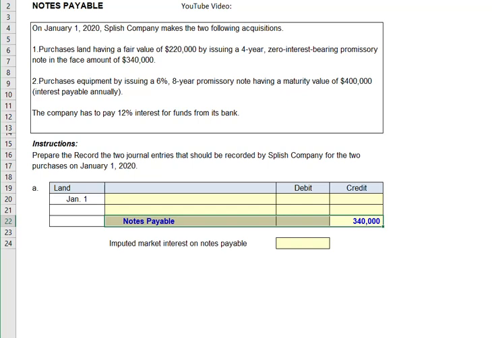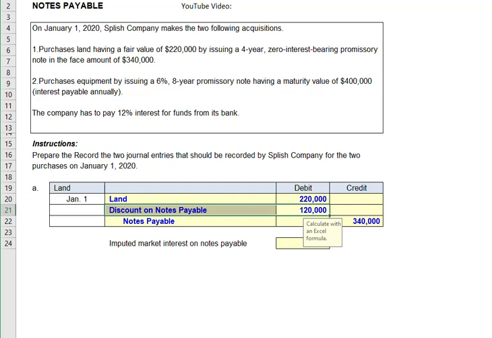We also record notes at their fair value. In other words, what did we get? Well, we know the fair value of this note is equal to the fair value of the land that we purchased. So the land is what we want to record at $220,000, its fair value, rather than the note's $340,000 face value. So basically what we're assuming is the note has a fair value of $220,000 because that's what we got in exchange for the note. And the difference between the fair value of the land and the face value of the note we record as a discount on our notes payable.